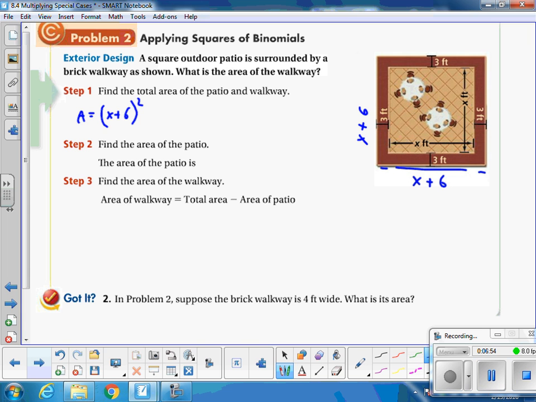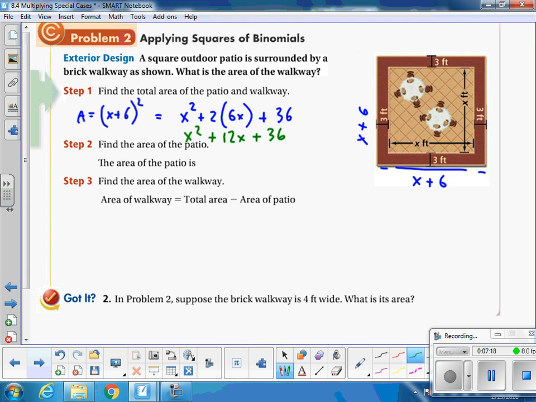This is a binomial, so I'm squaring it, so I can use what I just did. I'm going to square my first term. I'm going to use double the product of my middle term, and then I'm going to square the last term. Simplify that. x squared plus 12x plus 36.